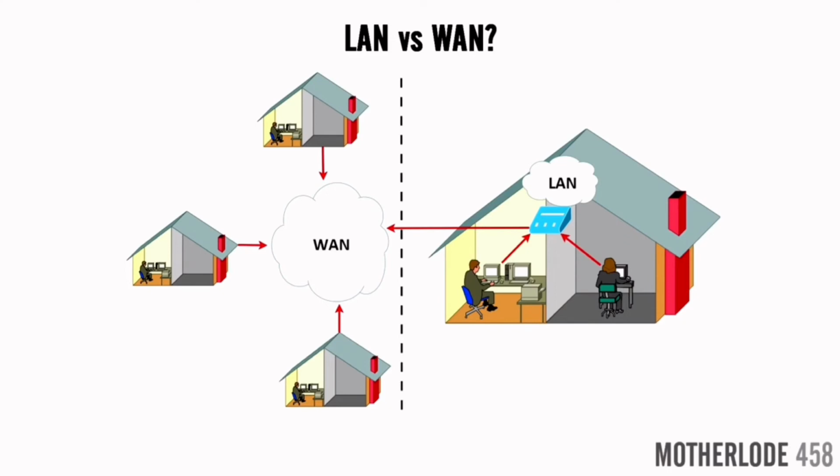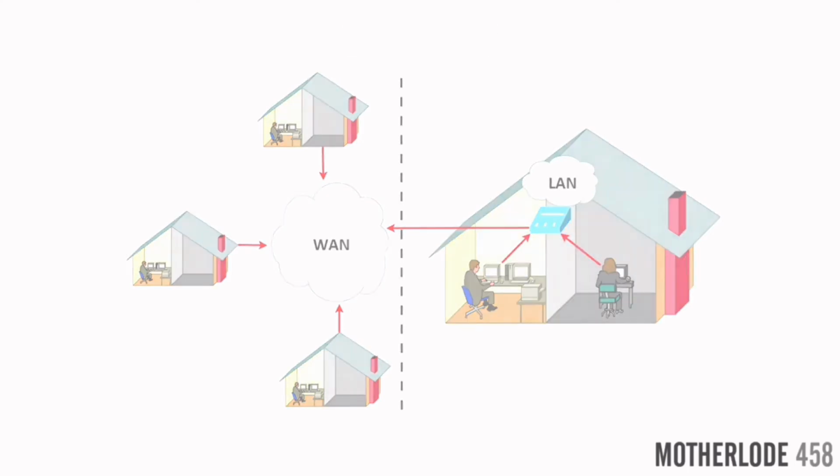The LAN would be just one house with PCs inside of it connected to each other. And the WAN would be many of those houses that are geographically far apart, but again all connected to each other. They would form a wide area network.